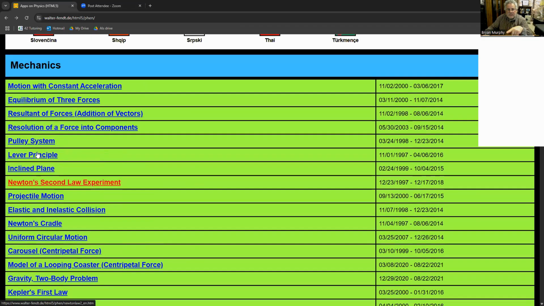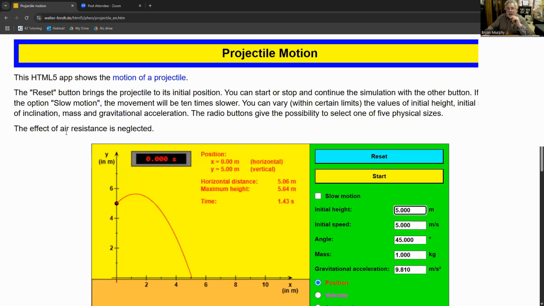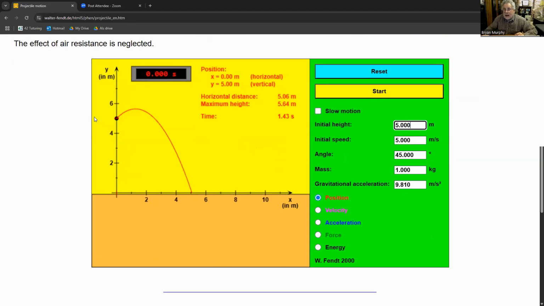There it is, projectile motion. Right, let's have a look at this. I'm going to do a simple one. I'm going to start it at an angle of 0, and make it go at a speed of 5 meters per second. When I press start, there it goes. That is what this trajectory looks like if I do it from a height of 5 meters.